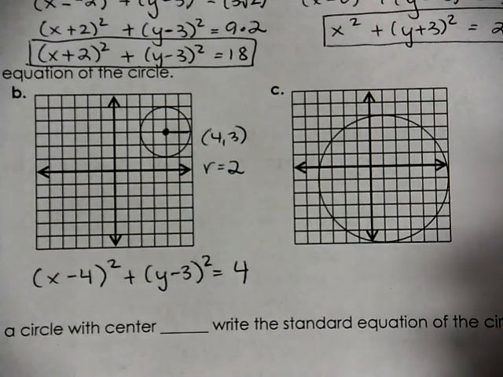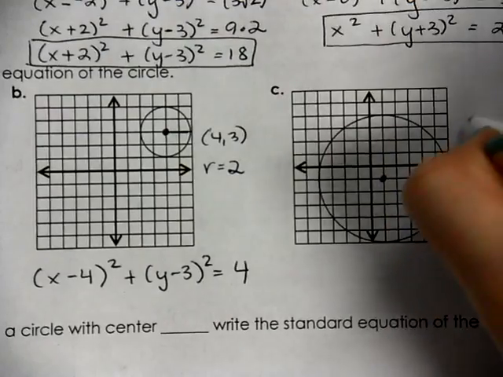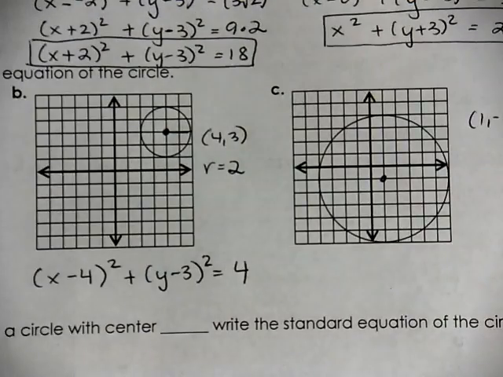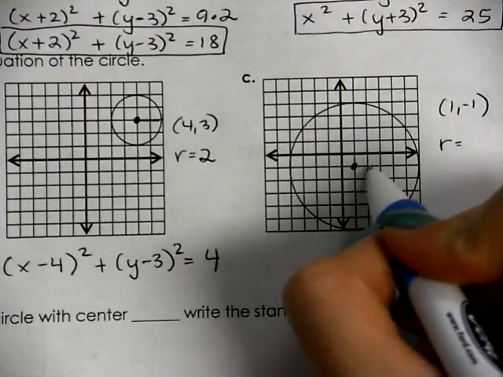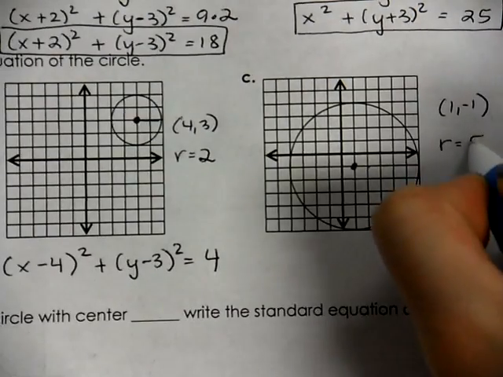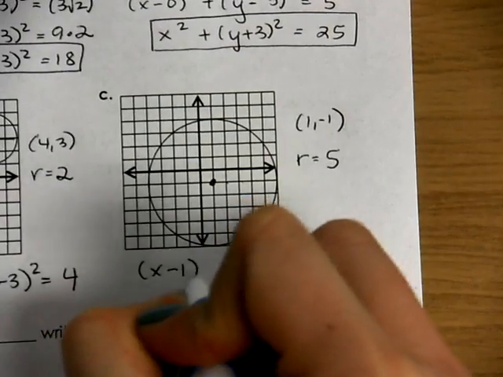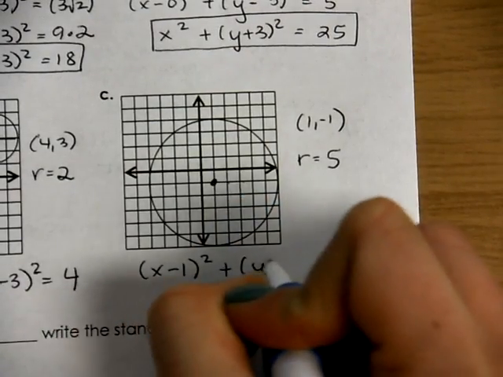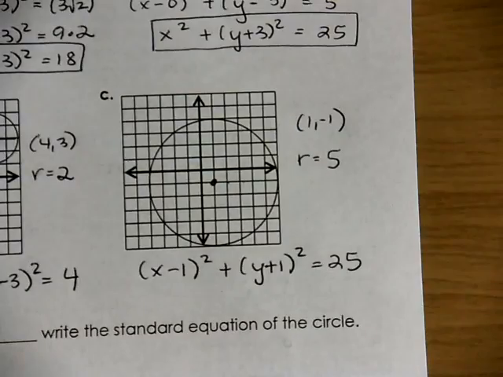And then finally over here, this one's a little trickier to find the center. The center is actually at 1, −1. The radius here, 1, 2, 3, 4, 5. So when I write my equation, (x − 1)² + (y + 1)² = 5², which is 25.